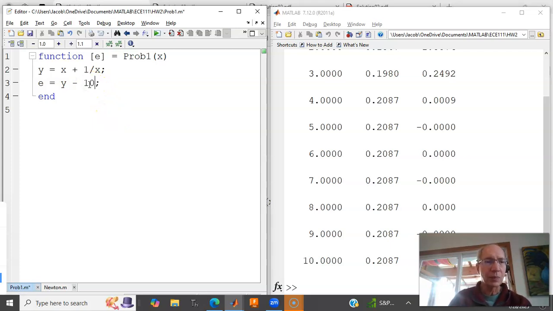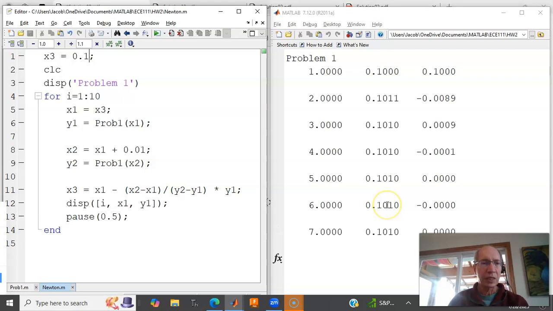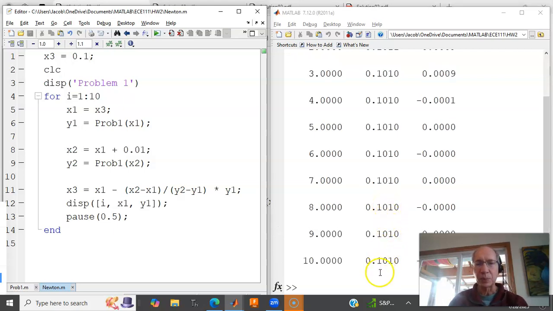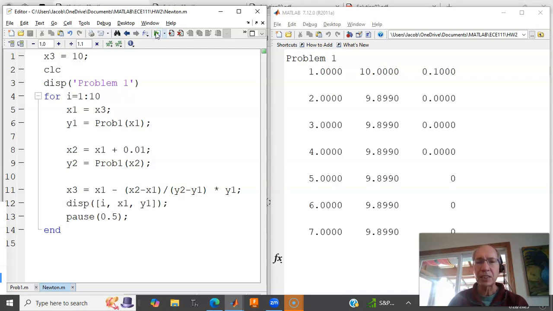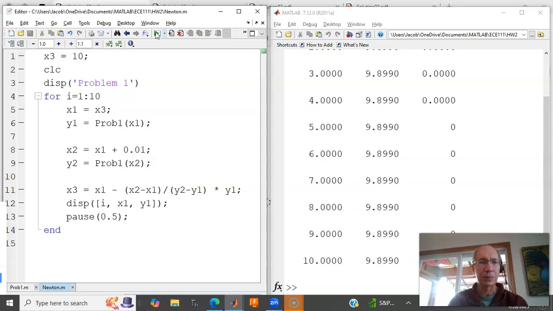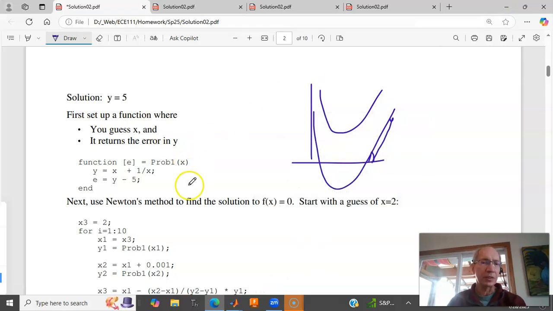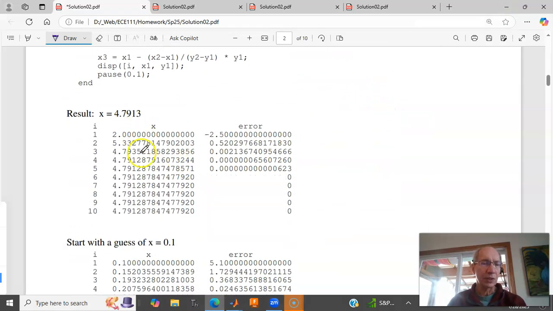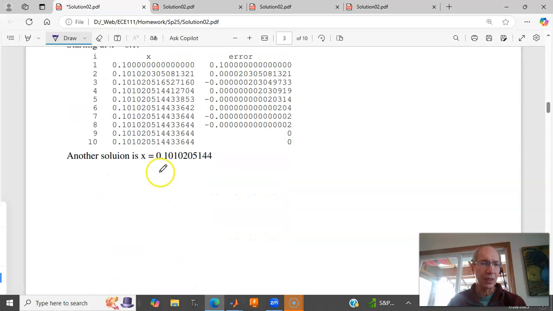Change this to a 10. Save it. Now find where the solution equals 0. It's equal to 0, meaning y equals 10 when x is 0.1010. Or, let's find the solution close to 10. Again, it helps to know the answer to find the answer. The answer close to 10 is actually 9.8990. So there I just solved for x using numerical methods. First solution, second solution. Likewise at 10, first solution, second solution.